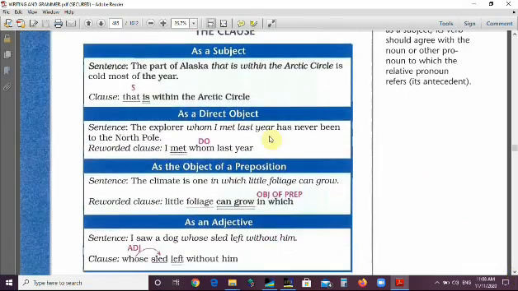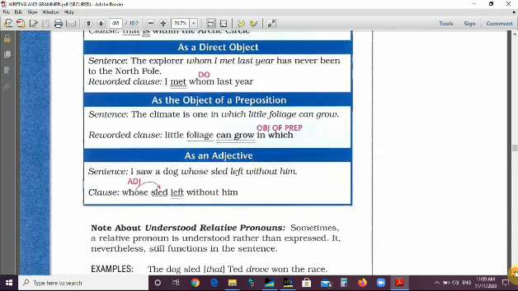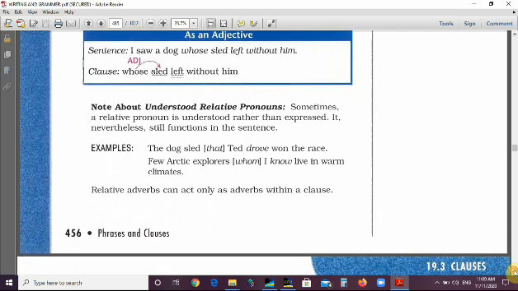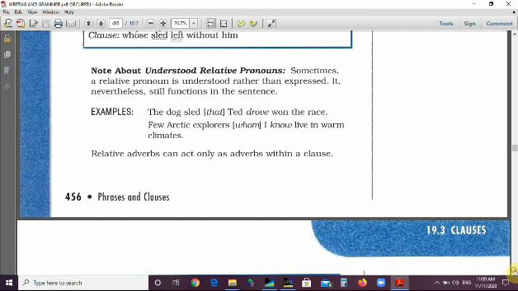They can function as a subject, like the example here, that is within, taken from this sentence, that is subject, verb. As a direct object: I met whom, a direct object after the verb met. Little foliage can grow in which comes after in. This is an object of a preposition. And as an adjective, after whose sled. So whose is used before the noun sled. This is why it's an adjective.